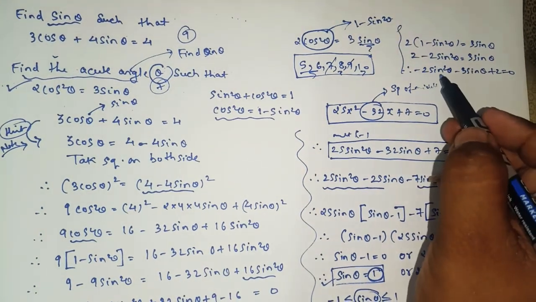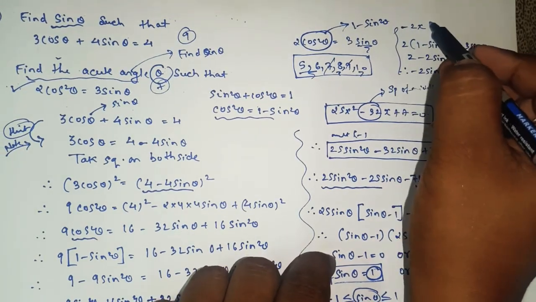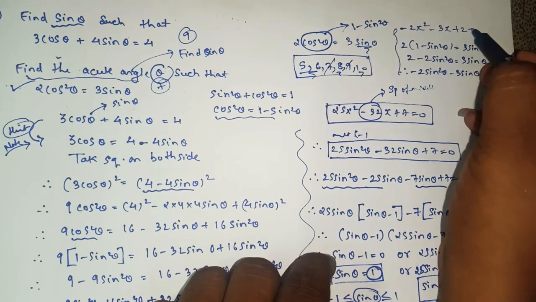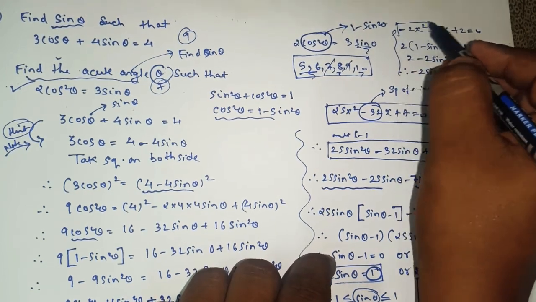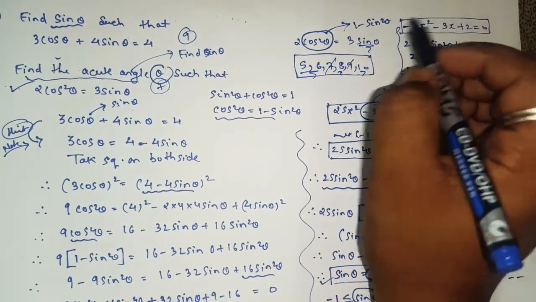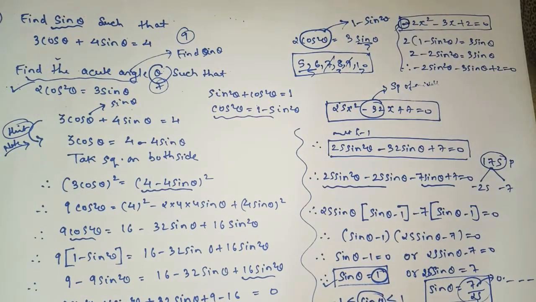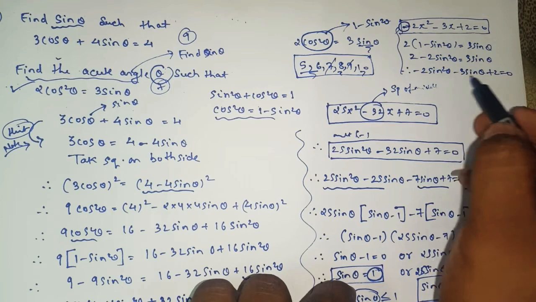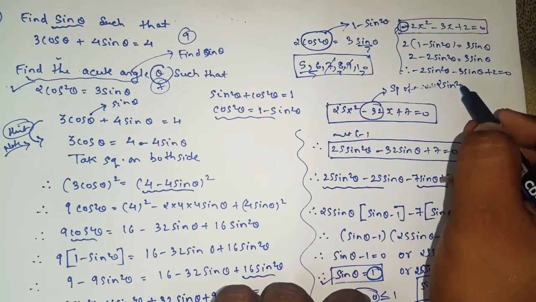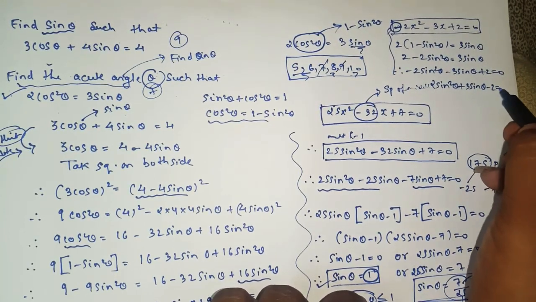When you replace sine theta by any other alphabet, you will see minus 2x square minus 3x plus 2 equal to 0. So we come to the conclusion that it looks like a quadratic equation. And we know that whenever we convert any quadratic equation, we keep the sign of the square term positive. So here we'll multiply throughout by minus 1, and you will get 2 sine square theta plus 3 sine theta minus 2 equal to 0.